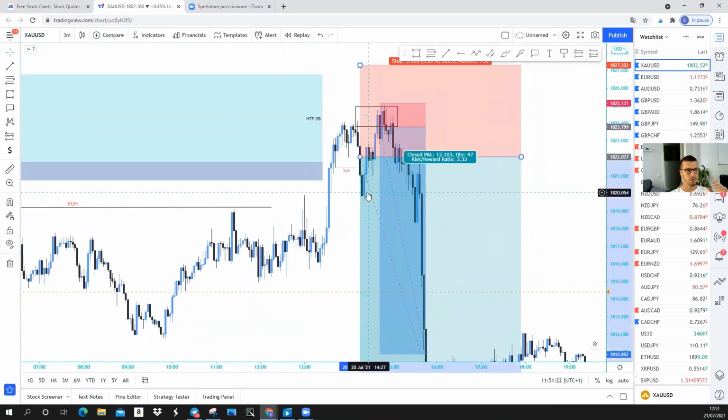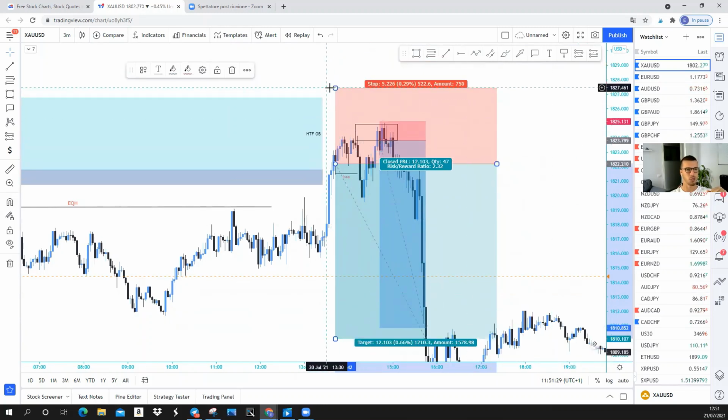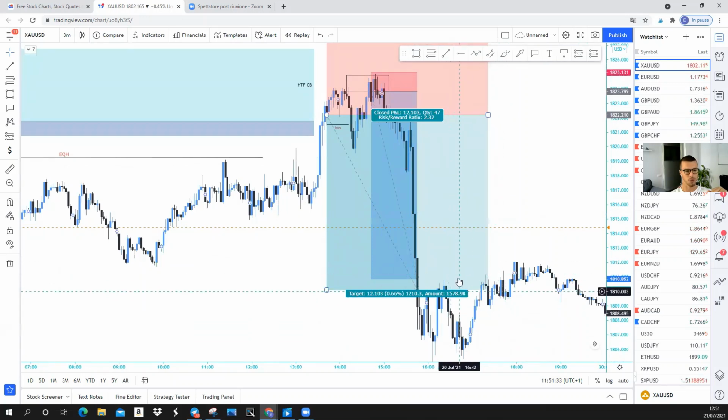I waited, went on lower time frames. Well, actually, first position was just entered right away. Once we pushed to the upside, first position was entered with conservative stop loss above the supply. Take profit was lower, but it was closed right here.